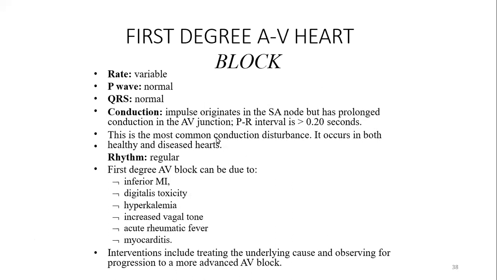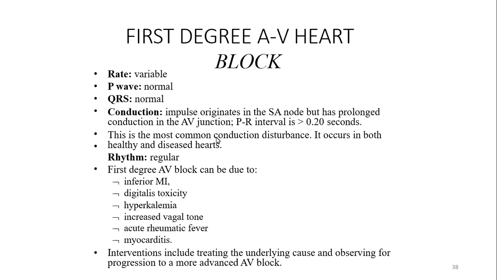First degree atrioventricular heart block. So we're still talking about rhythms that occur from the AV nodes. So here, the impulses are unable to travel through the AV node as expected. The impulse originates in the SA node, but has prolonged conduction through the AV junction.